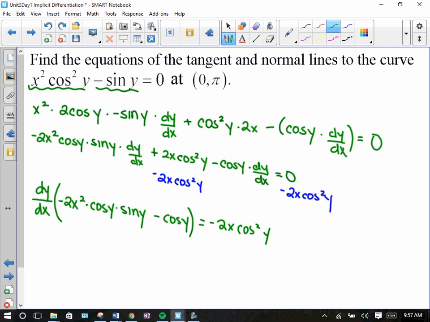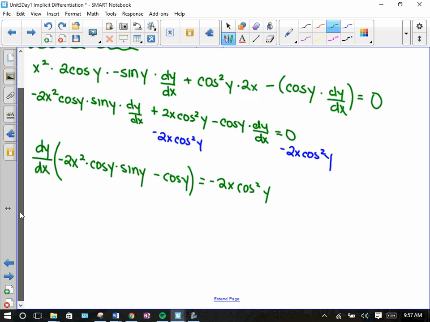So at this point, I'm going to divide both sides by all of that: negative 2x squared cosine y sine y minus cosine y.